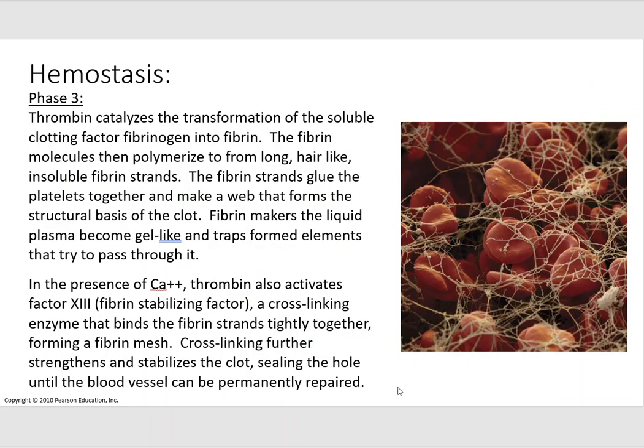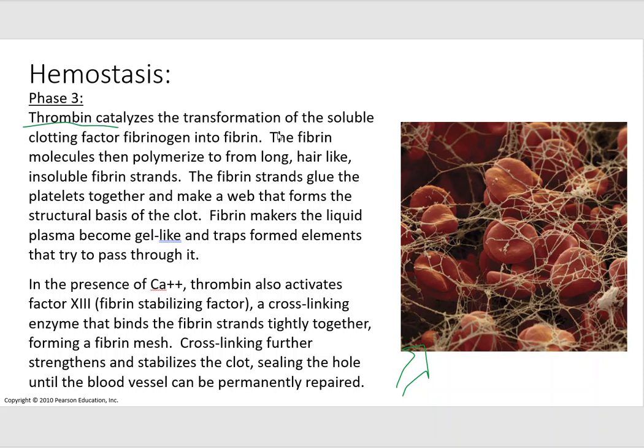There's a real good picture of it right there, photomicrograph. See the red cells? That net-like structure is made of the fibrin protein. These guys get sticky and they stick to each other and they form this net and they make a beautiful plug.